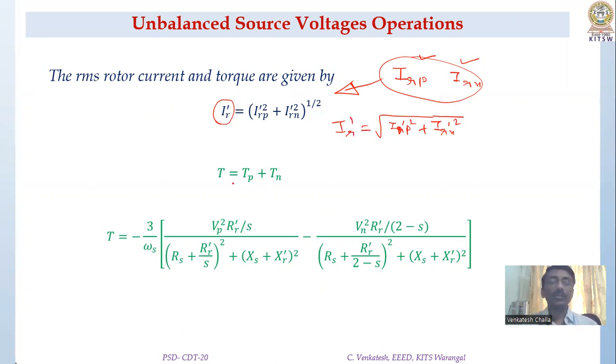And coming here, the positive sequence torque is produced, let us say, in the clockwise direction. Negative sequence torque is, let us say, in the opposite direction. Therefore, the net torque is the algebraic sum of these, Tp plus Tn. Tp will be positive and Tn will be negative. So with that, the effective T becomes smaller than the Tp value. So effective T is minus 3 by omega s into all these things.